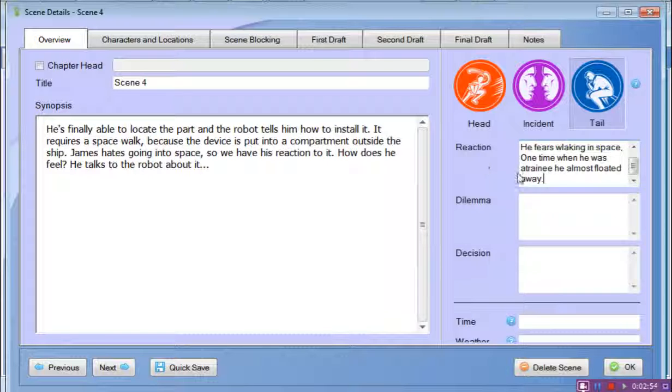What's his reaction? Well, he doesn't like it. What's his dilemma? To walk in space and try to fix it, or die of starvation in the void. That's really the dilemma. It's not much of a dilemma. It depends on how afraid of it he is, and then the decision is to walk in space and try to fix it. Okay.